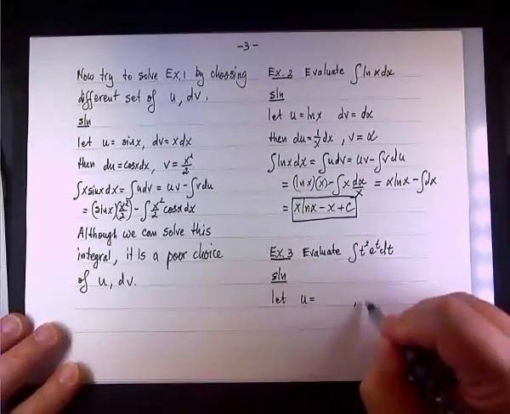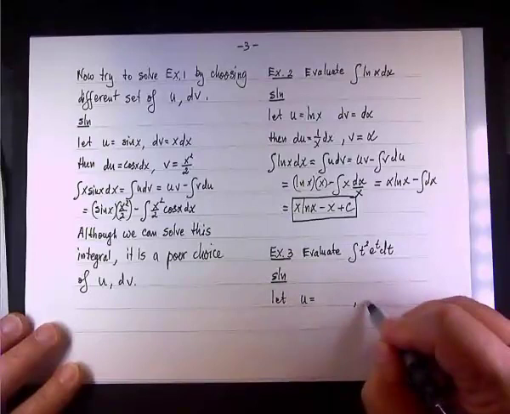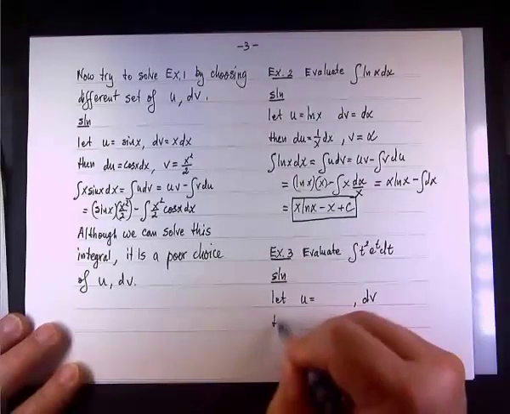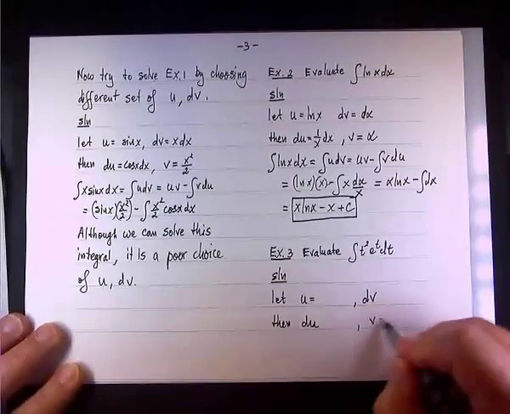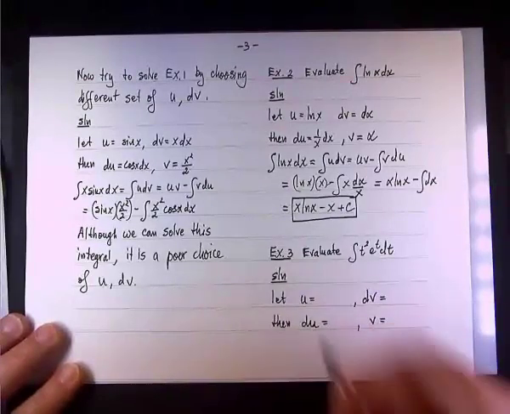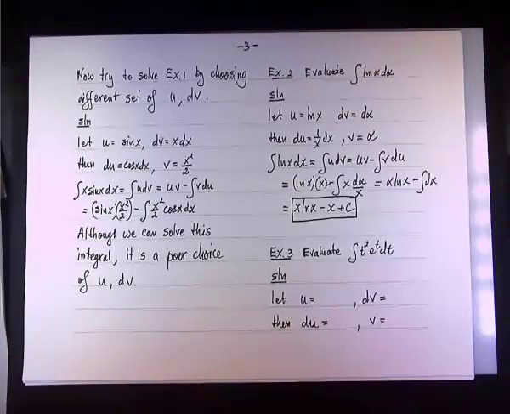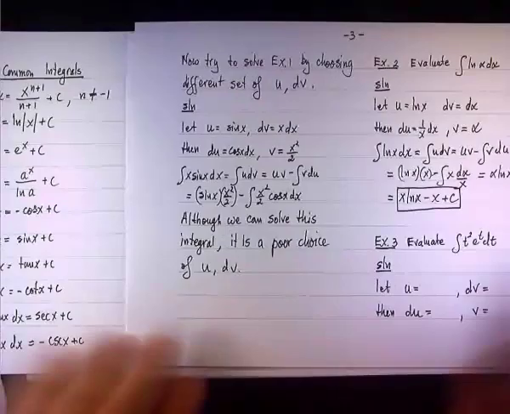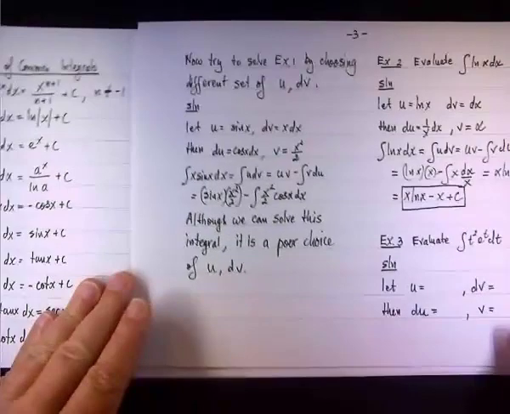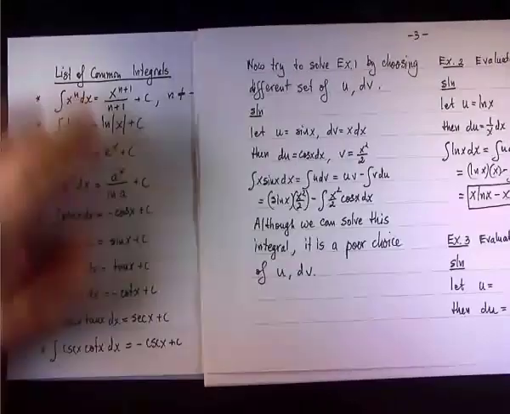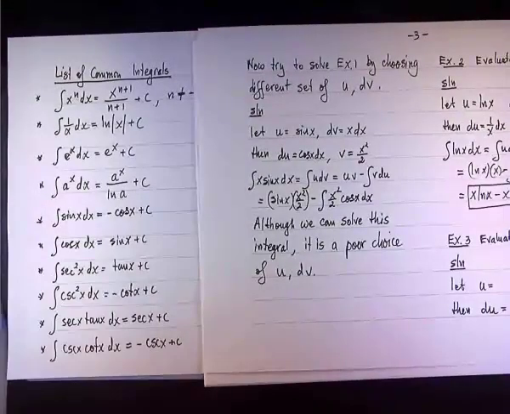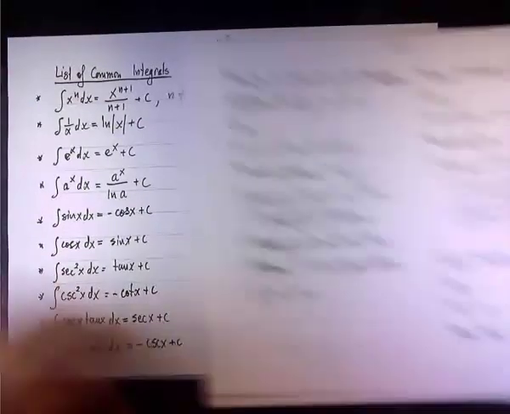So I'm starting by structuring. Let's choose u and dv, and therefore du and v will follow through. Okay, going back to the list of common integrals, we are looking to find a dv that is listed here on the left in one of the list of common integrals.